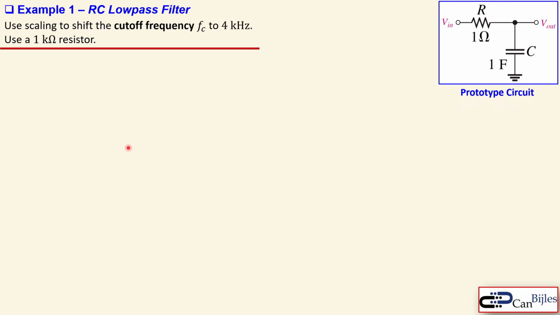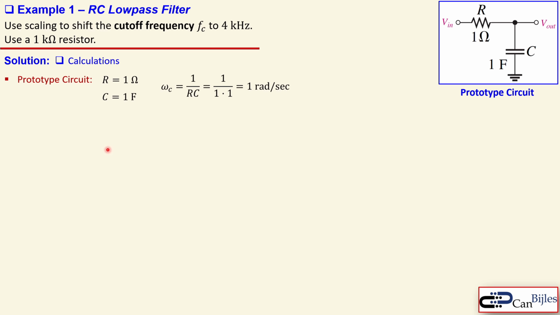And we will use this to go up to our specifications. Okay, now the solutions, first the calculations. We look at our prototype circuit first, and we see the R is 1 ohm and the C is 1 farad. Now, we also see that the cutoff frequency in radians per second can be calculated as 1 over RC for this very simple passive circuit. That is 1 over 1 times 1, everything is just 1, so actually it is 1 radian per second.